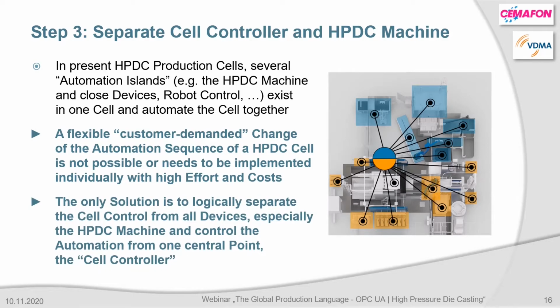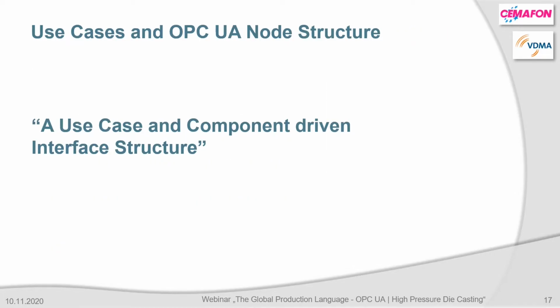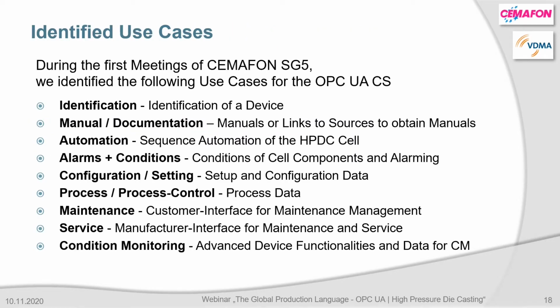And therefore, we define a cell controller. So it's a logical additional device which is controlling here the post-processing and the main process of the high-pressure die-casting cell. We are using a use case and component-driven interface structure. So we defined some of our major use cases. We have identification, manual and documentation, alarms and conditions. For our customers, it's very important to configure and set up a cell as fast as possible. So we have configuration and settings in there.